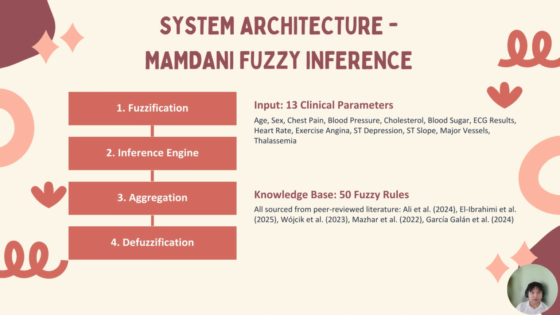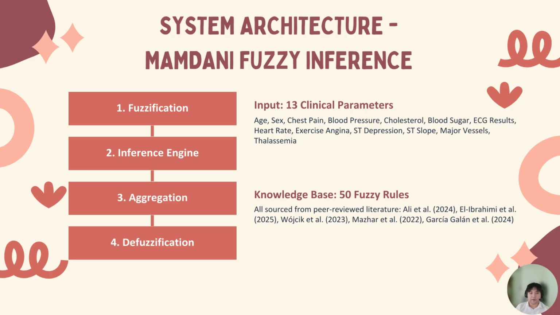For the system architecture, we are using the classic Mamdani fuzzy inference system with 4 stages. So stage 1 is fuzzification. We collect about 13 clinical input parameters. These include patient demographics like age, symptoms such as chest pain type and exercise-induced angina, vital signs including blood pressure and heart rate, lab results like cholesterol and fasting blood sugar, and diagnostic test results from ECG and exercise stress test.